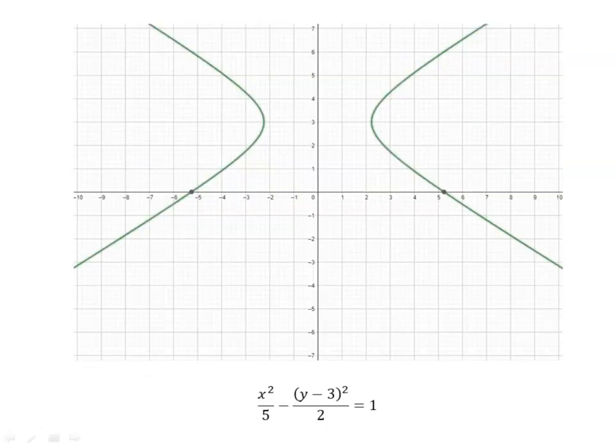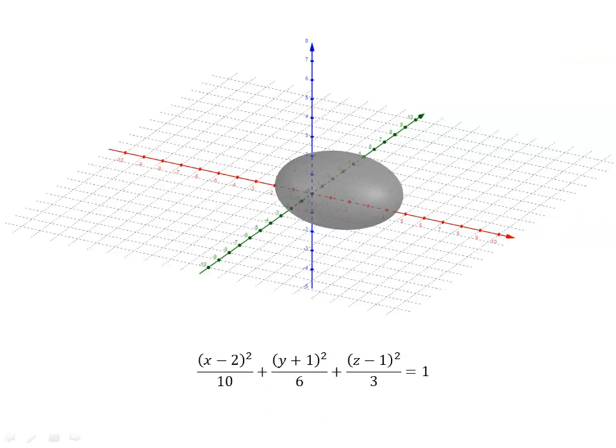We can also generate curves with simple equations. In this case, all of the points x, y that satisfy the quadratic equation at the bottom of the screen map out a hyperbola. We can do the same thing in 3 dimensions. Here, all the points x, y, and z that satisfy the equation at the bottom map out a surface area known as an ellipsoid.